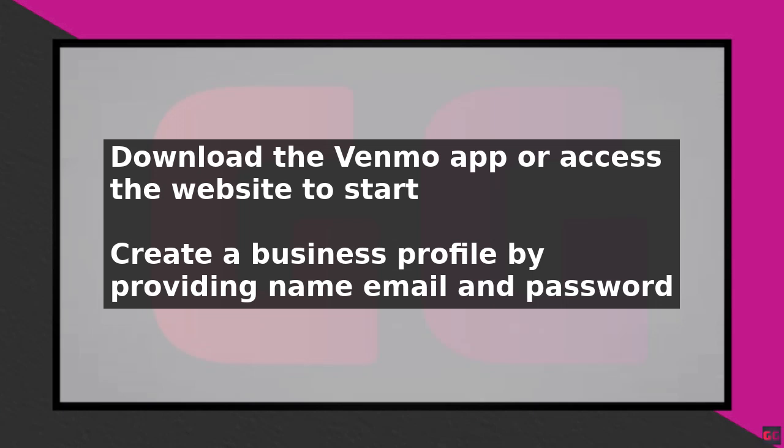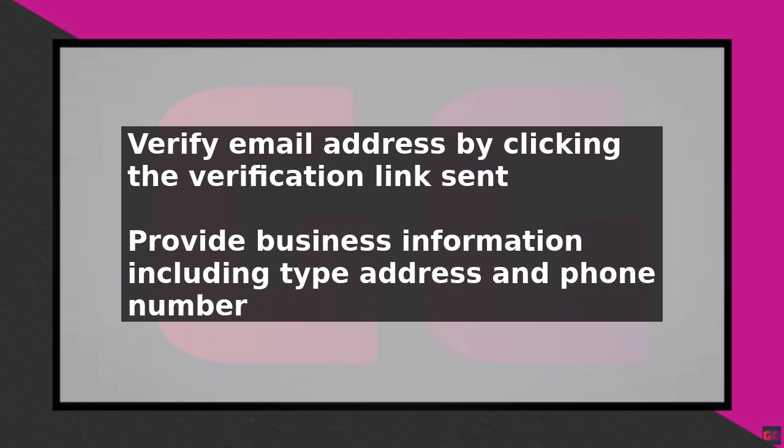Next, you will need to verify your email address by clicking on the verification link sent by Venmo. After verifying your email address, you will be prompted to provide additional business information, including your business type, address, and phone number. You will also need to link a bank account to your Venmo business profile.